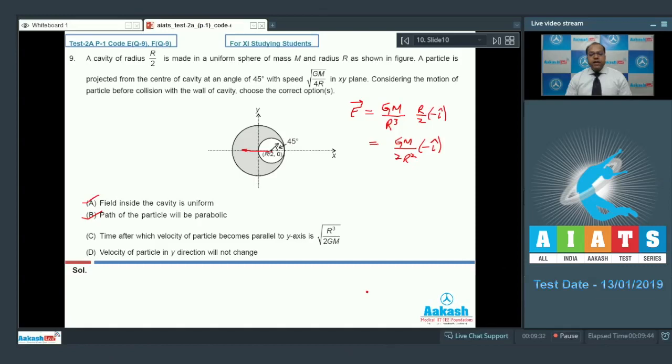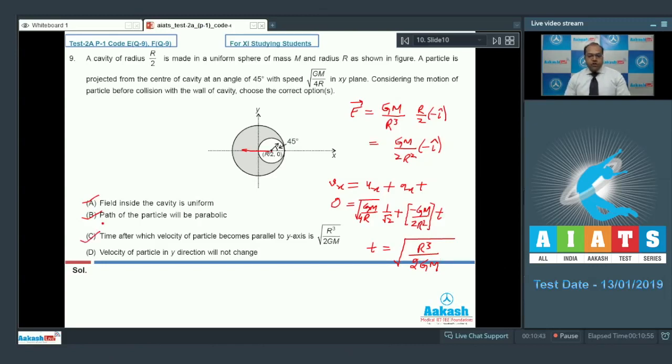Time after which velocity of particle becomes parallel to y-axis is this much. So let's calculate. It means that the horizontal component of the velocity of the particle must be 0. So I can write Vx is equal to ux plus ax into t. So 0 is equal to ux, which is v cos 45 degree. So the value of v is under root GM by 4r into cos 45 degree, that is 1 by root 2, plus acceleration in negative x direction is GM by 2r square. So with sign convention I am writing minus GM by 2r square into t. So if I solve this, the value of t comes out to be under root r cube divided by 2GM. And at this moment, the velocity of particle, so option C is also correct.